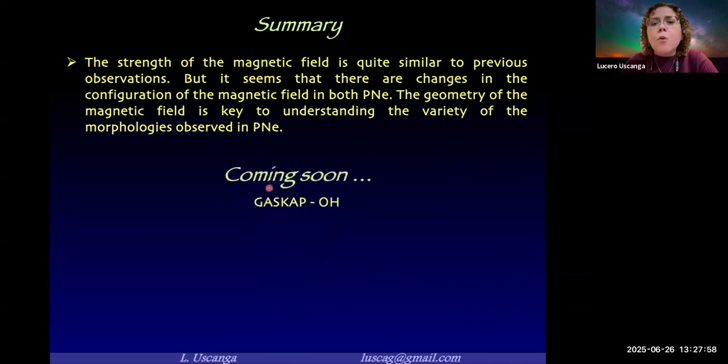And we are hoping for GASP OH data that I hope to have. We could have good news tomorrow. I'm hoping to hear that from Joe Dawson, because in this survey we may detect many more, a significant number of planetary nebulae presenting OH maser emission, and we can study these sources as a group and not only just a few of them, as we have done now.